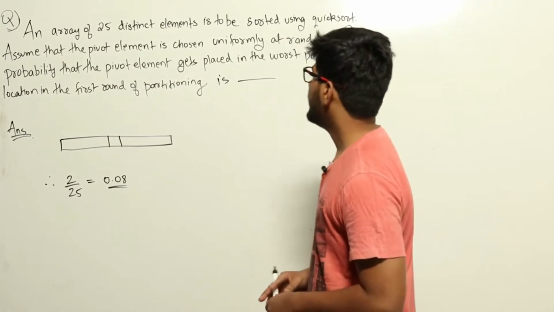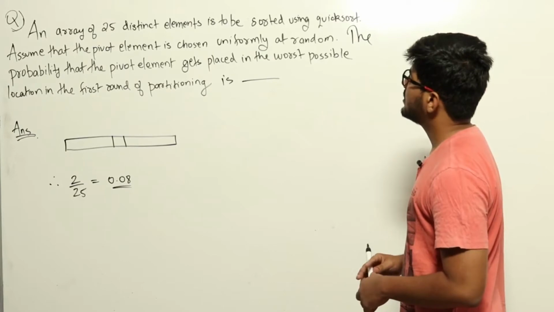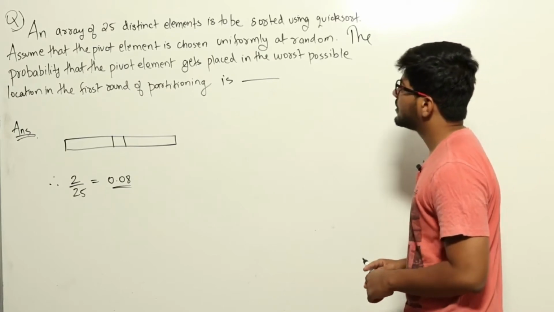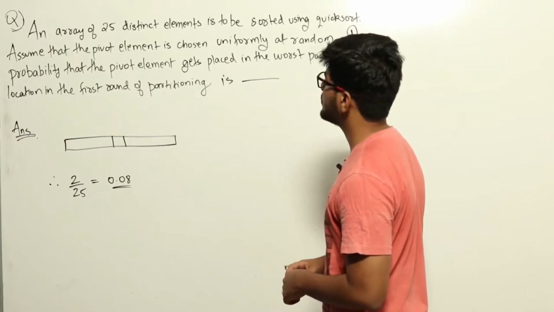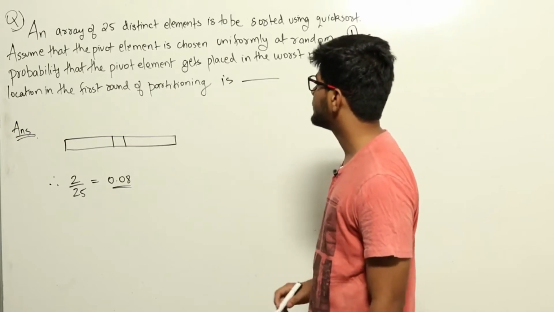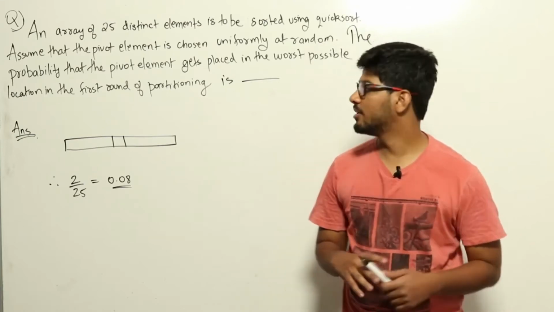An array of 25 distinct elements is to be sorted using quicksort. Assume that the pivot element is chosen uniformly at random. The probability that the pivot element gets placed in the worst possible location in the first round of partitioning is dash. So this is a very simple question coming from the algorithms section regarding quicksort.